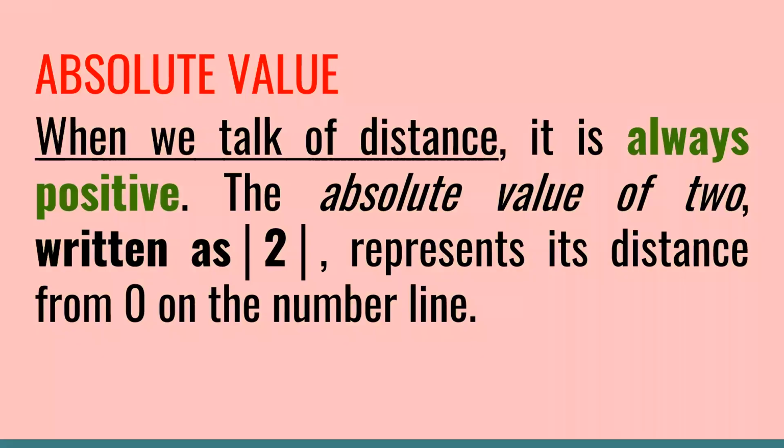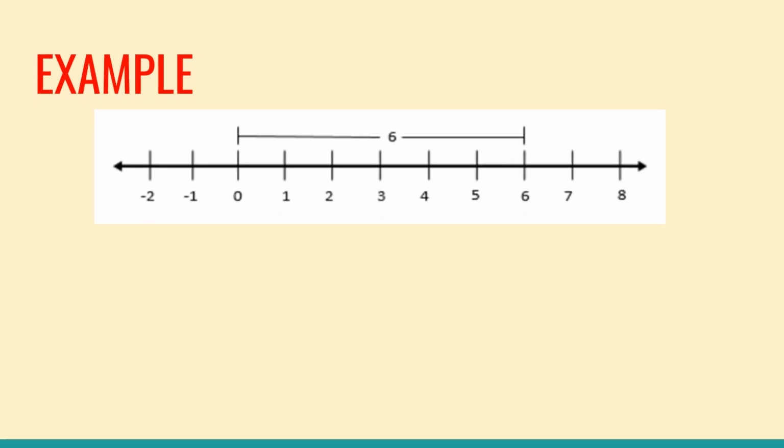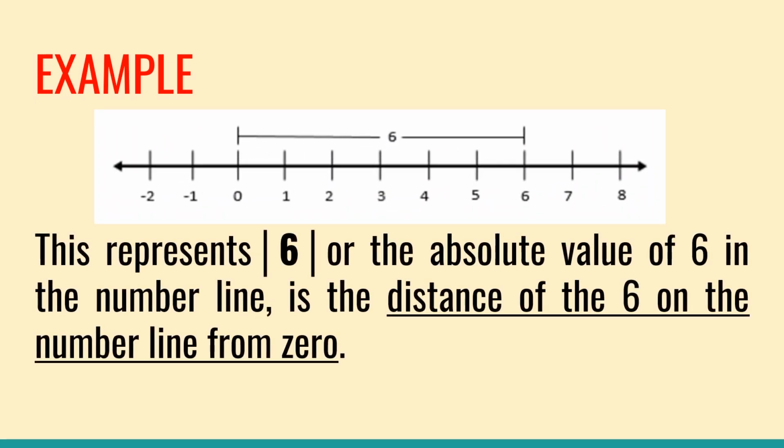Example, take a look at our illustration. This represents the absolute value of 6 in the number line. It is the distance of the 6 on the number line from 0. Ang absolute value ng 6 sa number line ay nagpapakita ng layo ng 6 mula 0 at ito ay may layo na 6 mula 0. The absolute value of 6 is equal to 6.